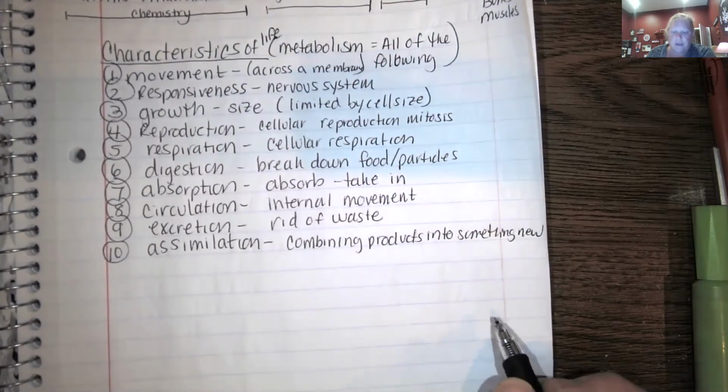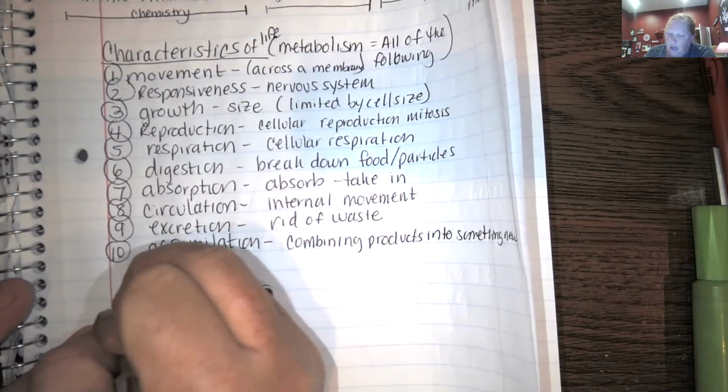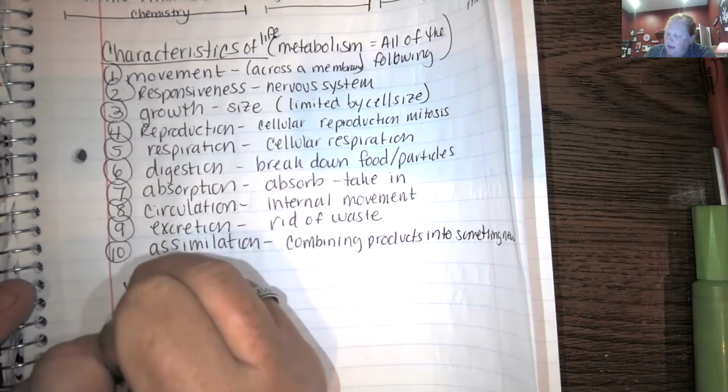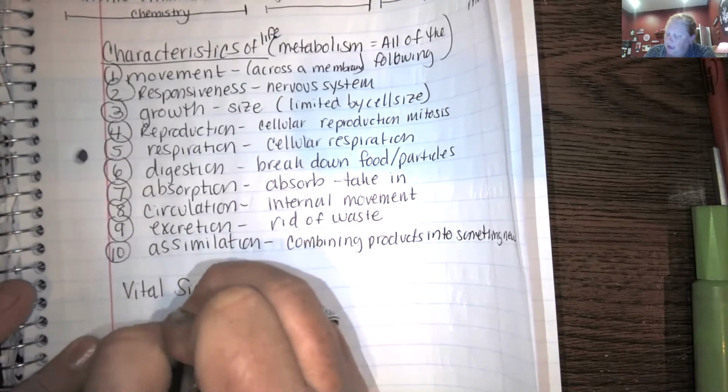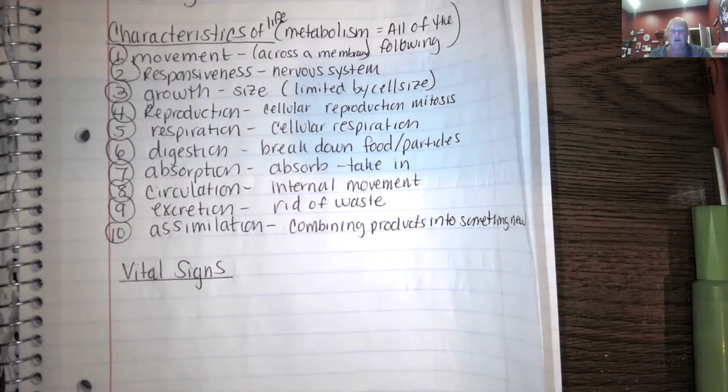Okay, so characteristics of life. So this is a living thing. How do you know something is a living thing? So in your textbook, they talk about vital signs. So how do you know something?